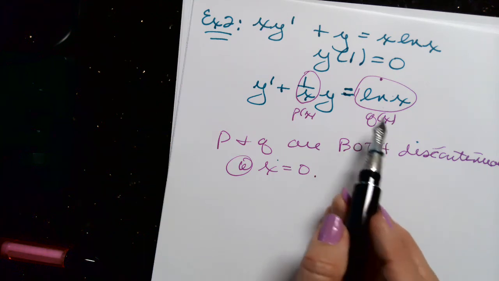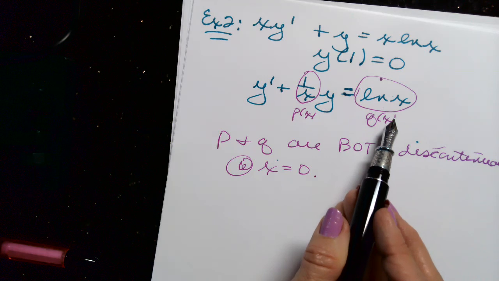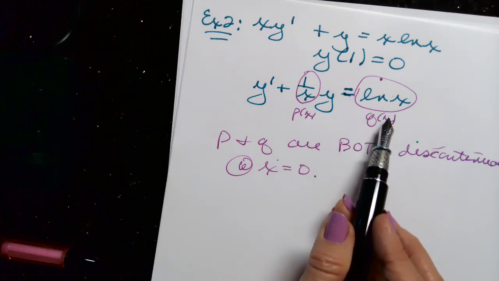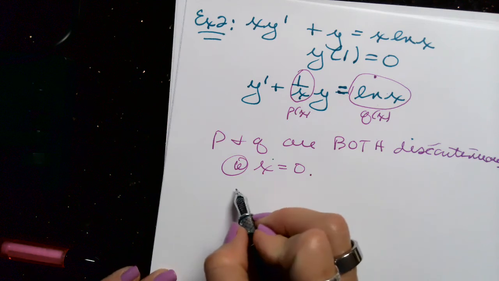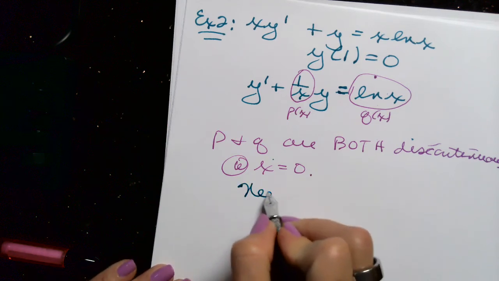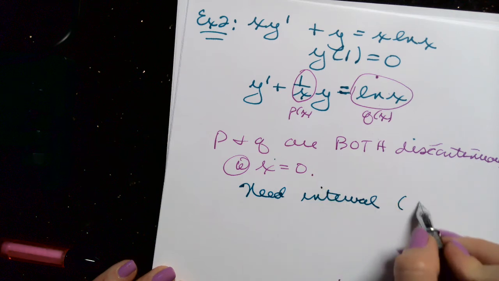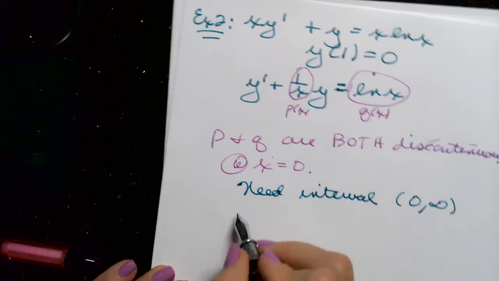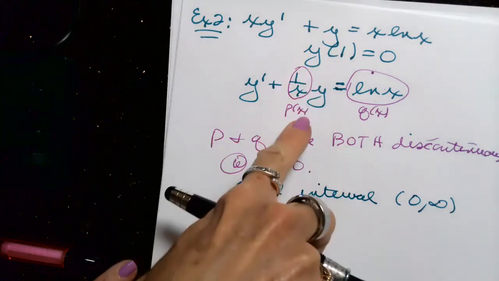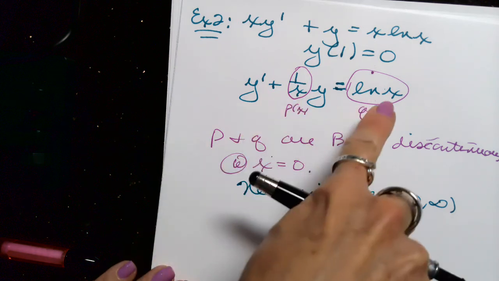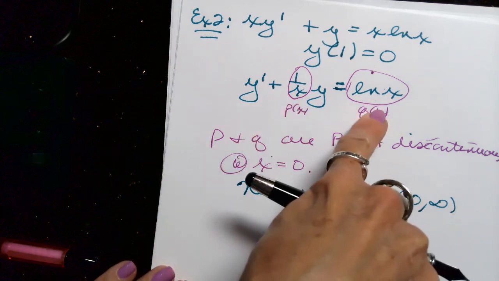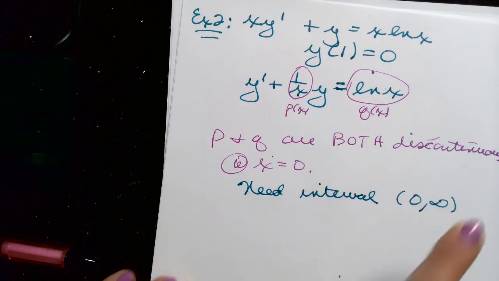Well, the answer is no, because q doesn't even exist if its argument is negative or 0. So the only hope is the interval 0 to infinity, because p will be continuous there, and q only is continuous and only lives here. So it's a different situation than we had in the previous example.